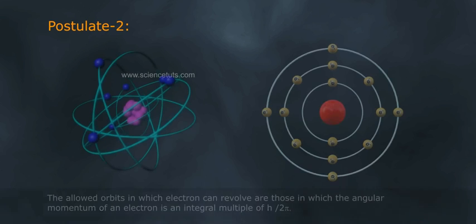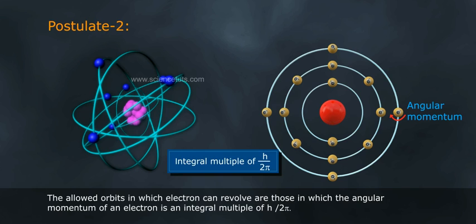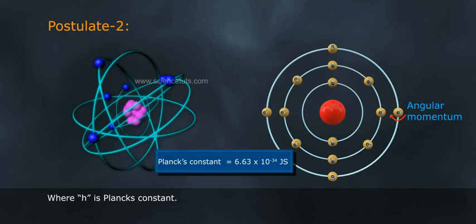Postulate 2. The allowed orbits in which an electron can revolve are those in which the angular momentum of an electron is an integral multiple of h by 2π, where h is Planck's constant having a value 6.63 × 10⁻³⁴ joule second.